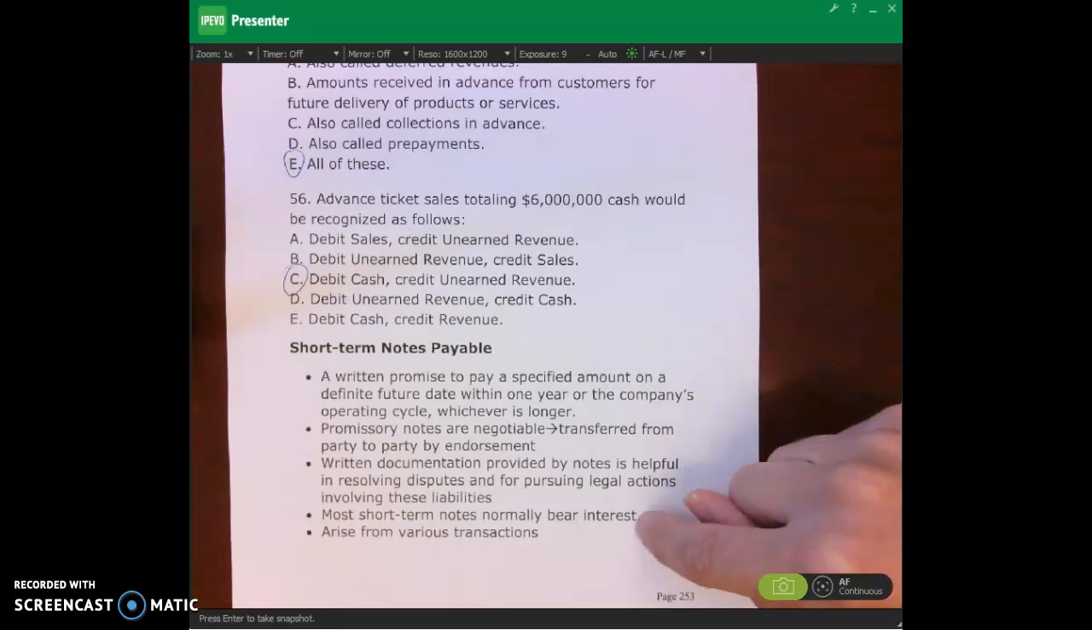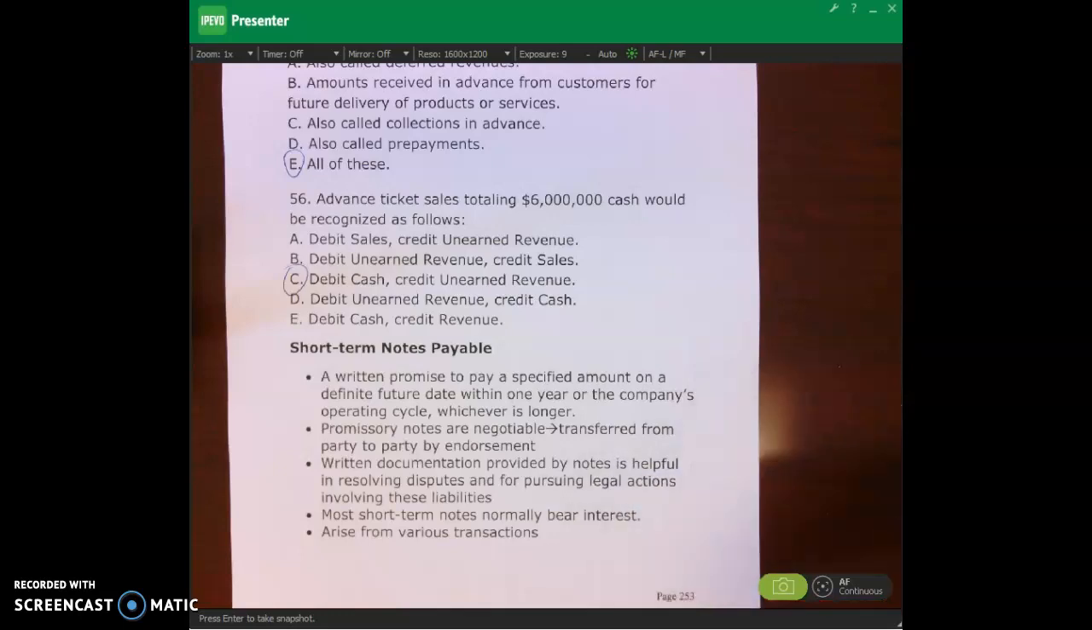Also, they do contain interest, and we talked about that back in chapter 9 with our notes receivable. In chapter 9, we talked about interest revenue, remember, because we are the ones issuing the notes receivable. In this case, we're the ones issuing notes payable. So rather than having interest revenue, we will have interest expense.